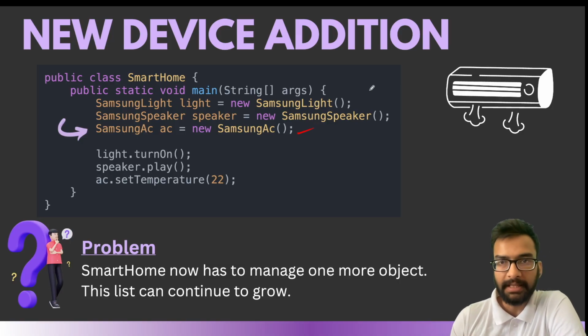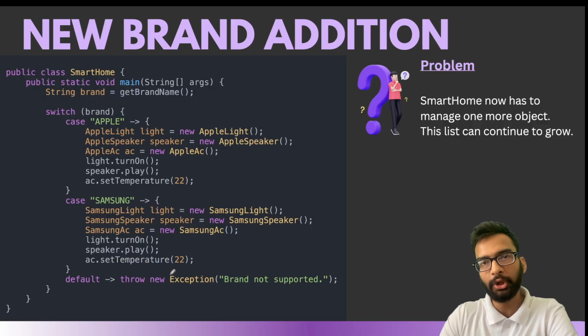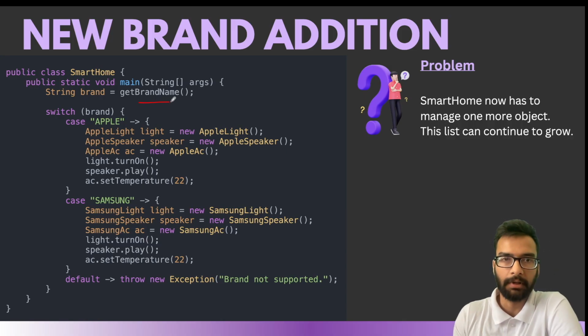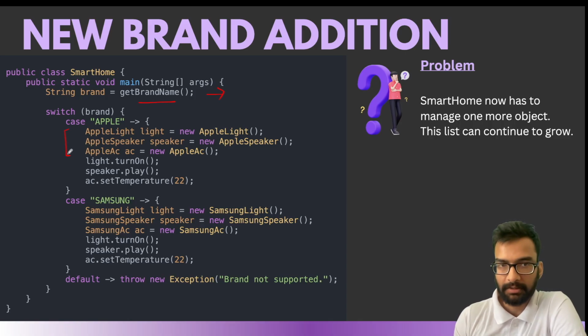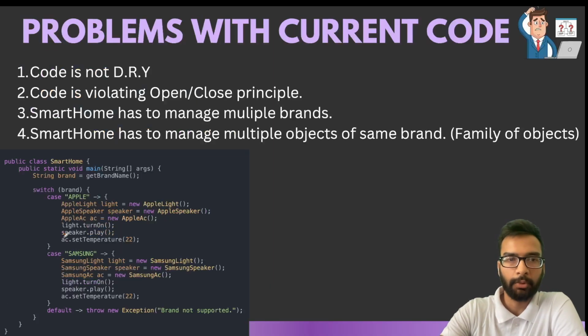So the smart home manages three objects, and how they perform is also managed by it. So this is the problem right now. Now let's say you have a new brand addition as well. Based upon the brand, let's say you get the brand from some get brand name method, which has some logic. Let's not go deep into that. Now based upon the brand, you want to build the separate objects and take an action on top of that for your smart home. So what problem does it have?